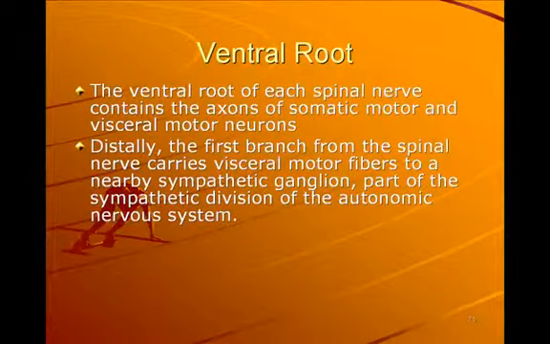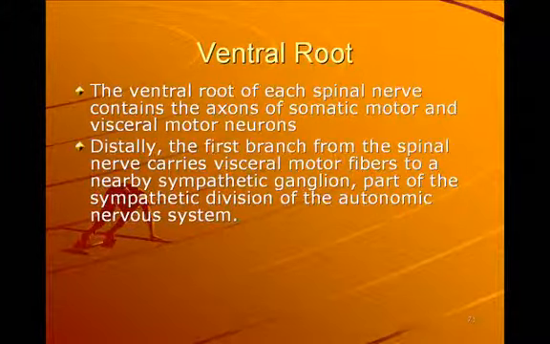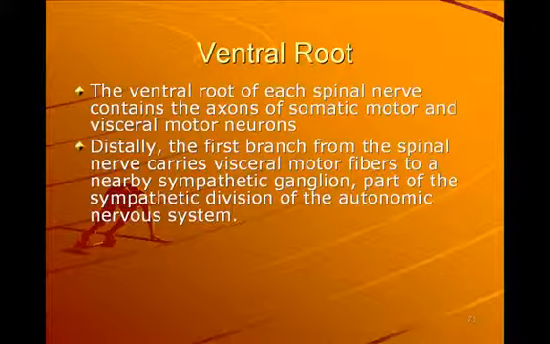Now, the ventral root of each spinal nerve contains axons of somatic motor and visceral motor neurons. Distally, the first branch from the spinal nerve carries visceral motor fibers to a nearby sympathetic ganglion, part of the sympathetic division of the autonomic nervous system. The autonomic nervous system is divided into two parts, a sympathetic division and a parasympathetic division, and again I'll go into a lot more detail about that in subsequent lectures.